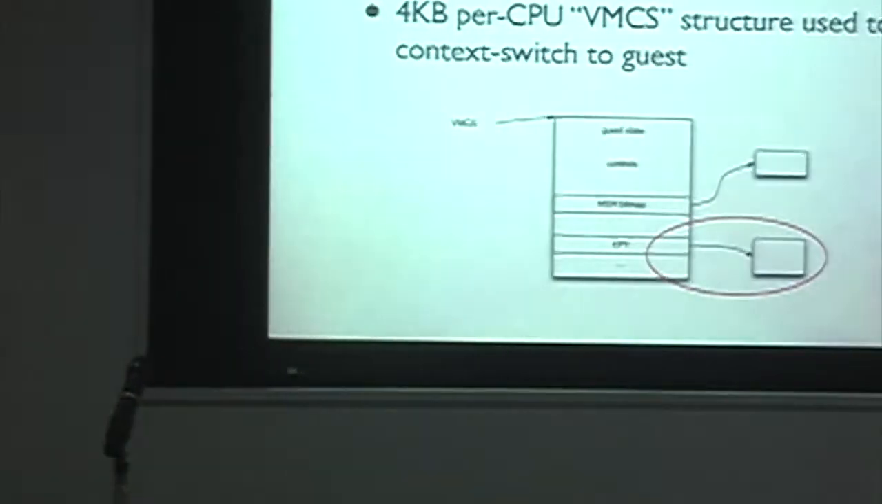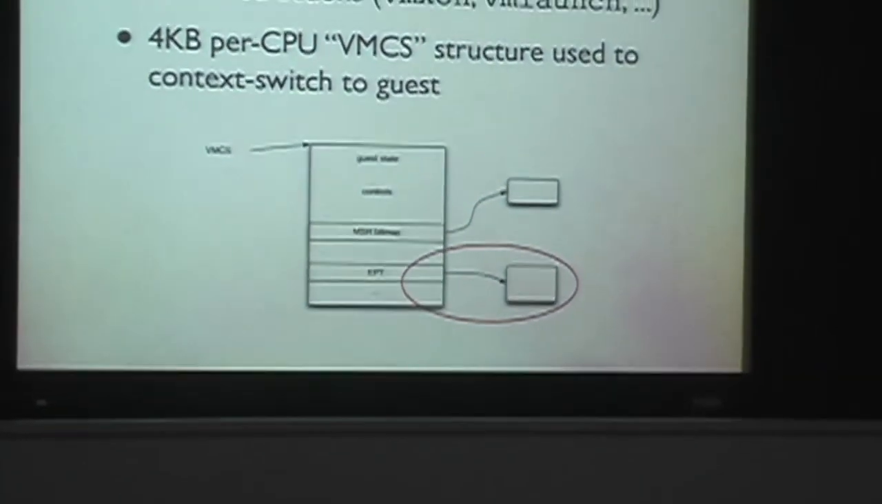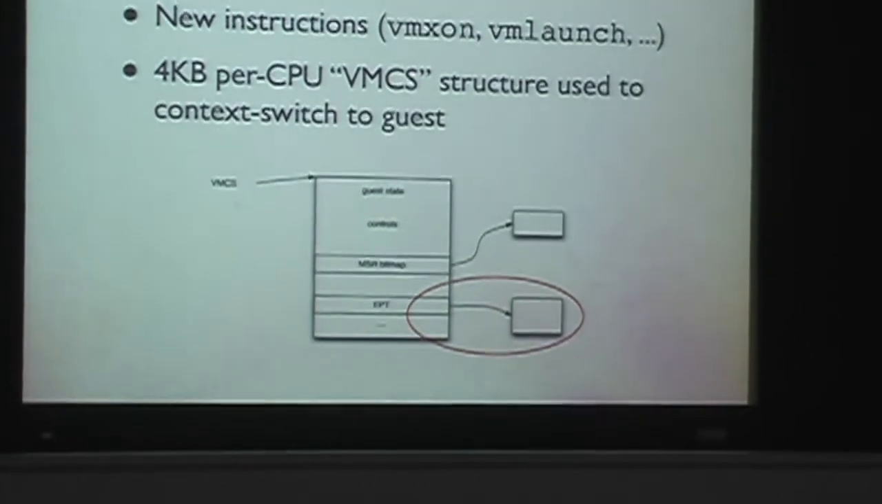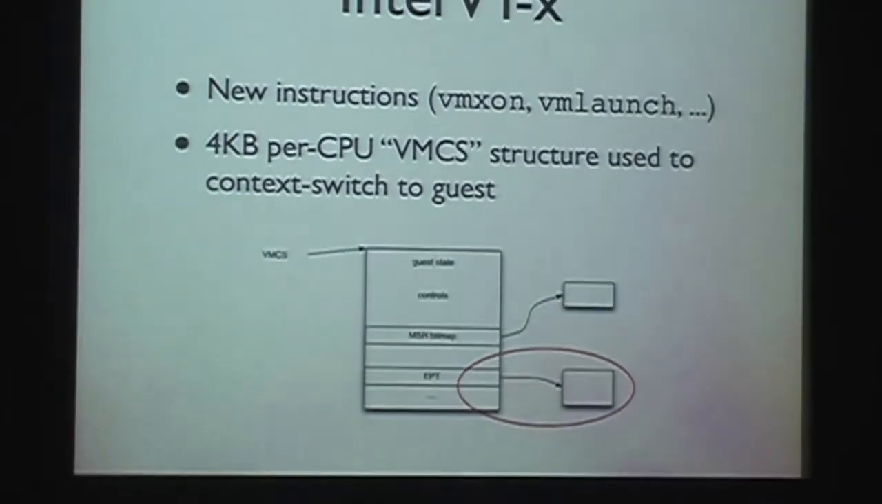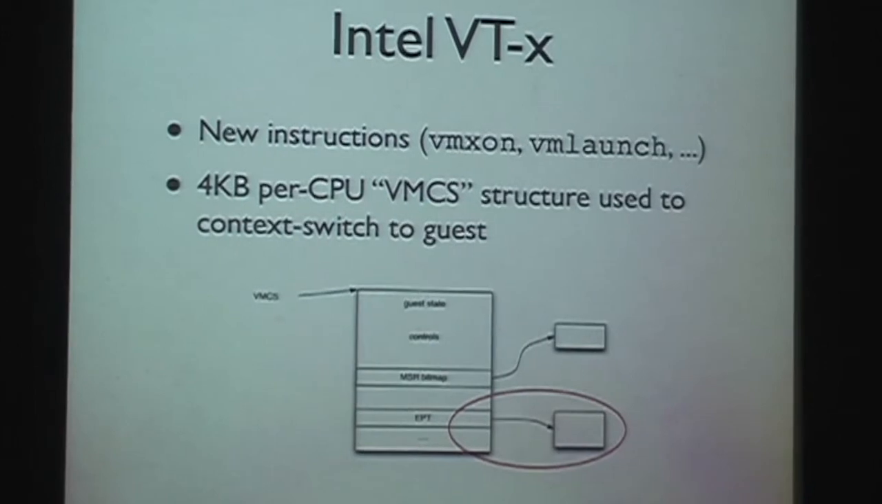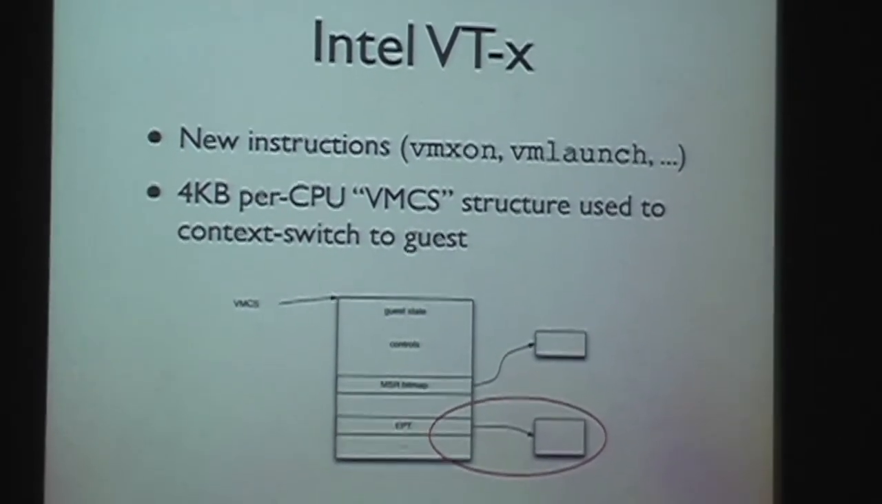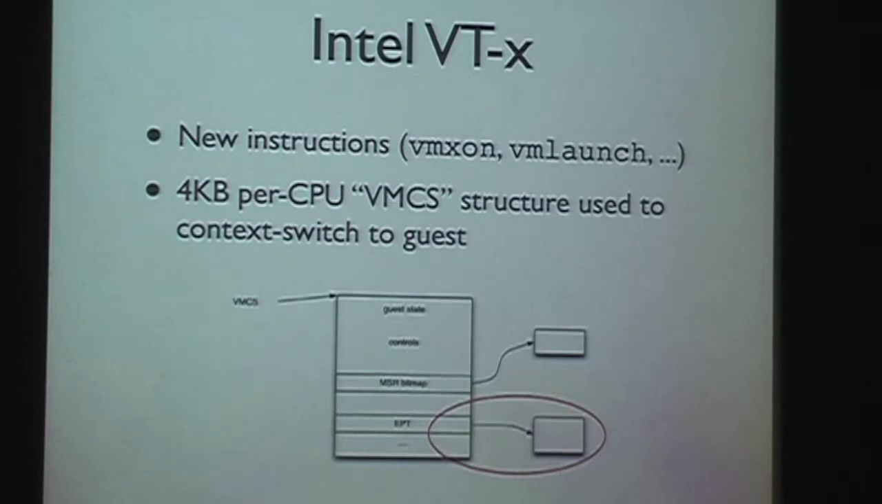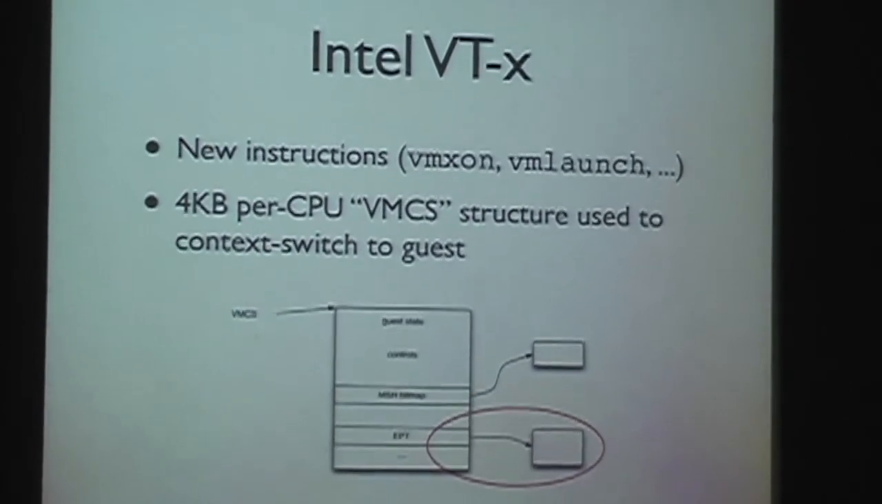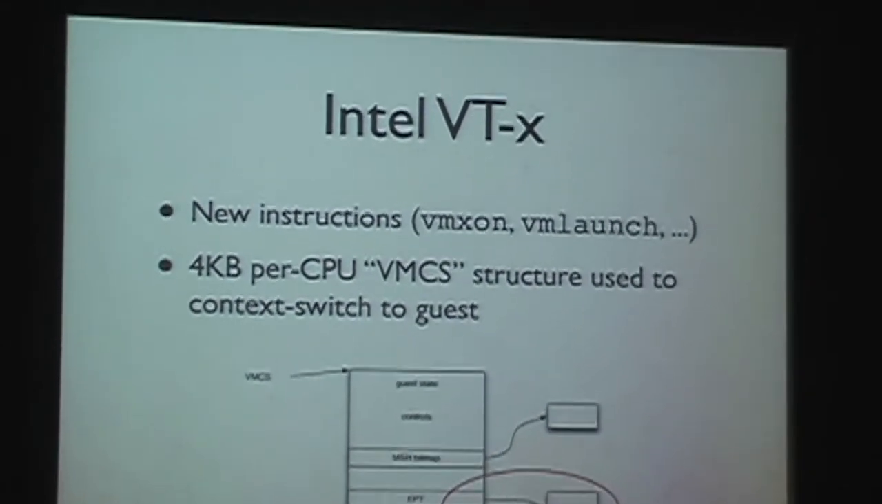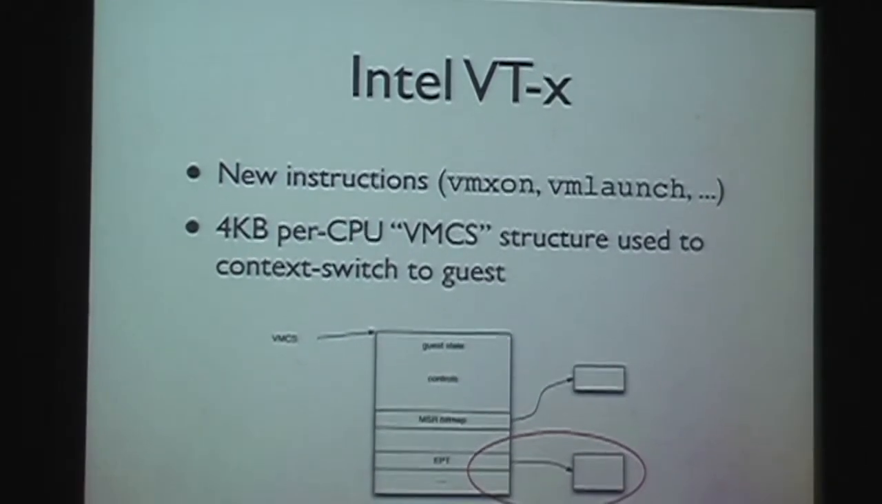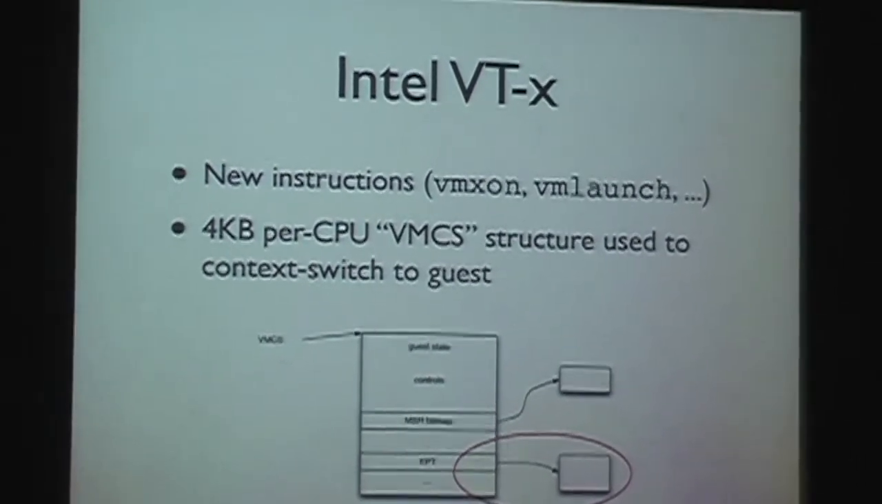This area is called a VMCS, which is a virtual machine control structure. They advertise it as being less than or equal to 4 kilobytes, but it actually has a lot of indirect pointers that hang off it that have a lot of extra state. An example I have here is there's an MSR bitmap, which is the MSRs that will be automatically saved and restored on entry and exit. And the most interesting one for this talk is the EPT pointer.